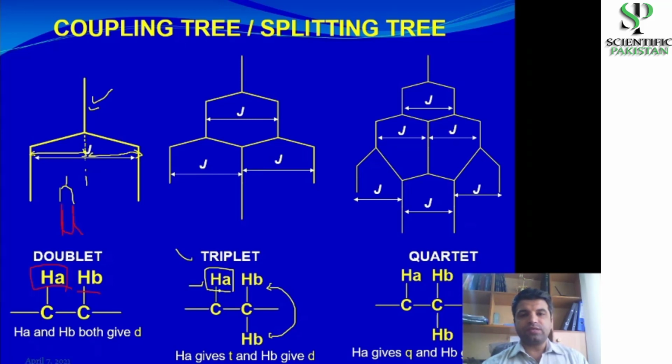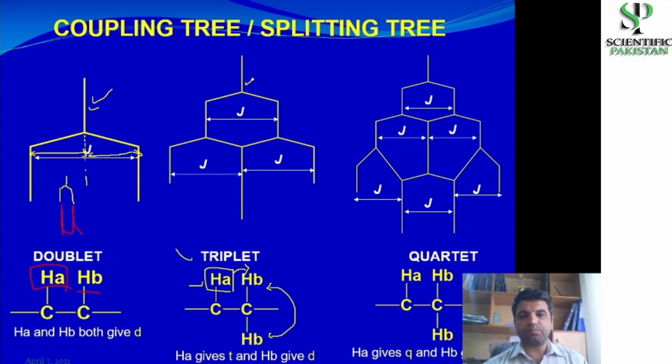So each of these HB protons will couple with HA. So HA first couples with the first HB and then it couples with the second HB. So let's see. You start with a single line, which means HA doesn't have anything in the vicinity, but if it has some protons in the vicinity, then the signal will be split. So it has a proton HB in the vicinity at the vicinal position.